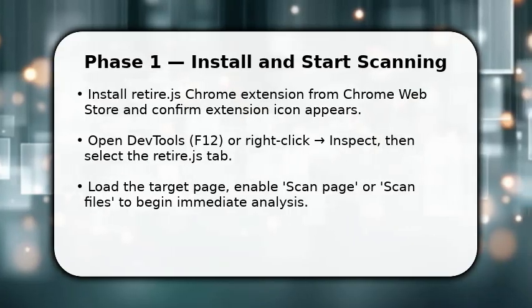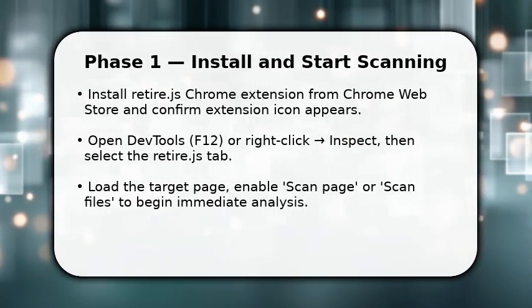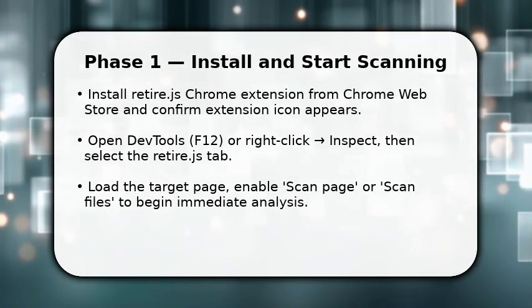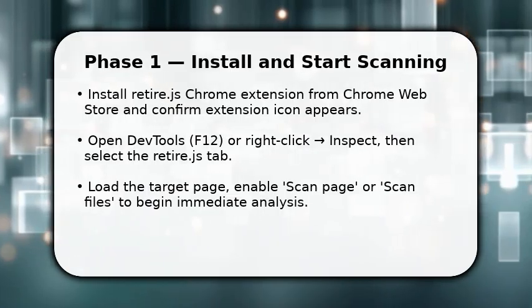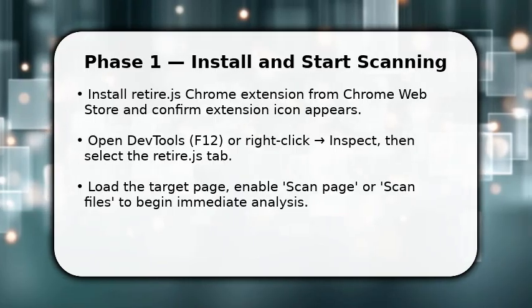You start by installing and opening the extension. Make sure the Retire.js icon is visible in Chrome. Once done, open DevTools with F12 and switch to the Retire.js panel because that is where scans run.